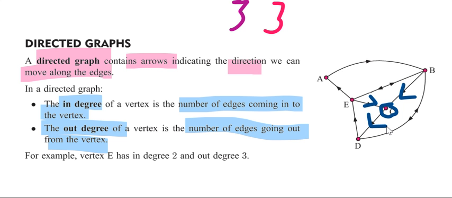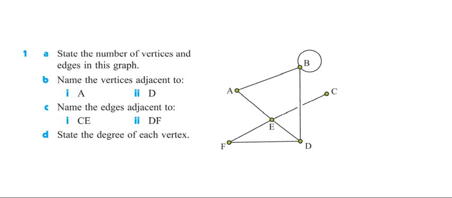Now let's move to some questions to understand the concepts better. The first question is, state the number of vertices and edges in the graph. So we have 1, 2, 3, 4, 5, and 6 vertices. I'll just write that down here. And edges, how many edges do we have? We have 1, 2, 3, 4, and 5. So edges is 5.